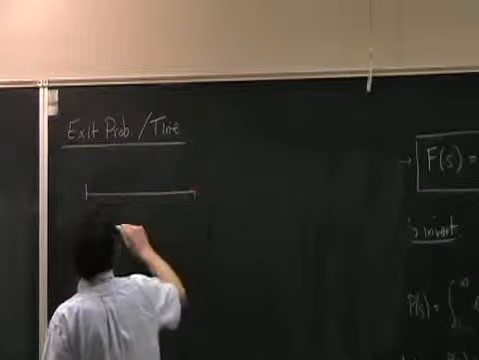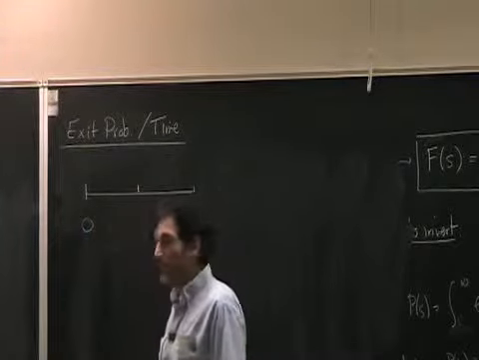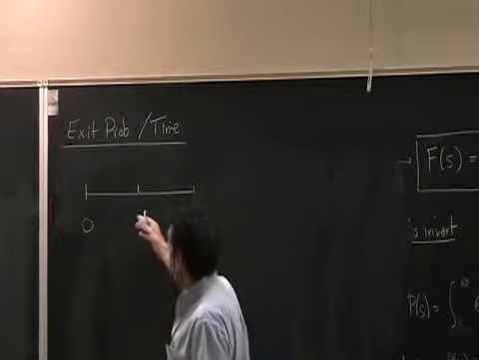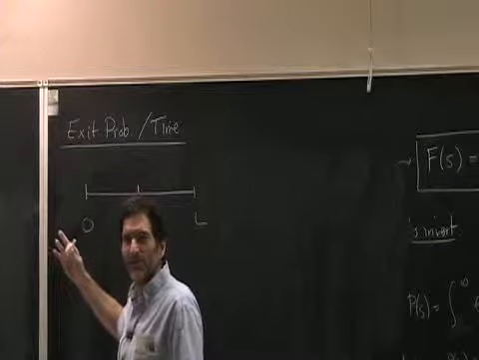Let's suppose we have an interval, 0 to L. I start with a random walk somewhere in this interval. And so here we have a random walker, and say, are there mesas around here?